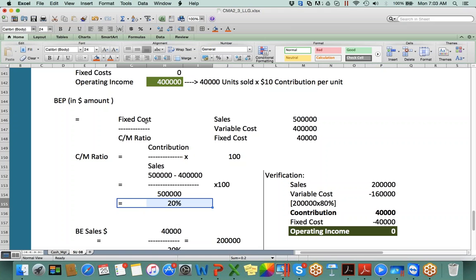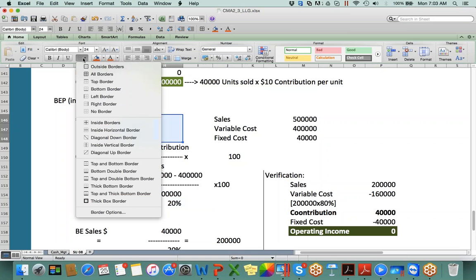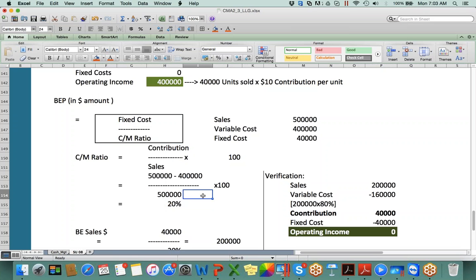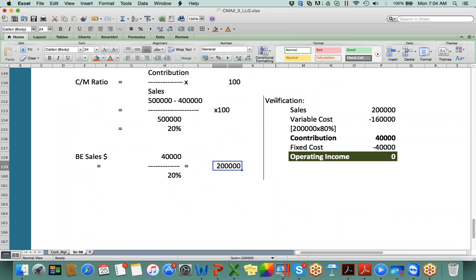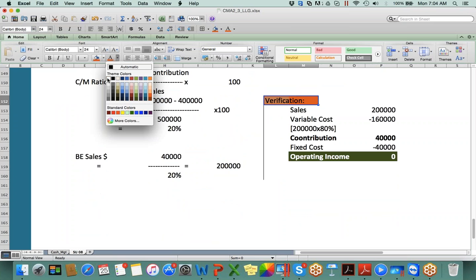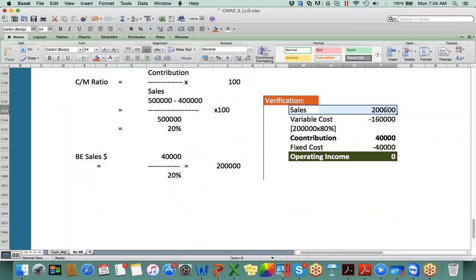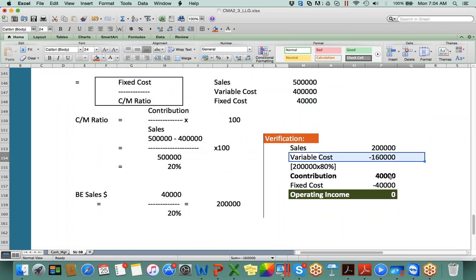Now apply the formula: fixed cost over contribution margin ratio. So fixed cost over contribution margin ratio is giving me 200,000 break-even sales. Let me verify whether it is right or not. To verify, you use the marginal costing equation. Sales 200,000, variable cost 160,000. How did you get 160,000?